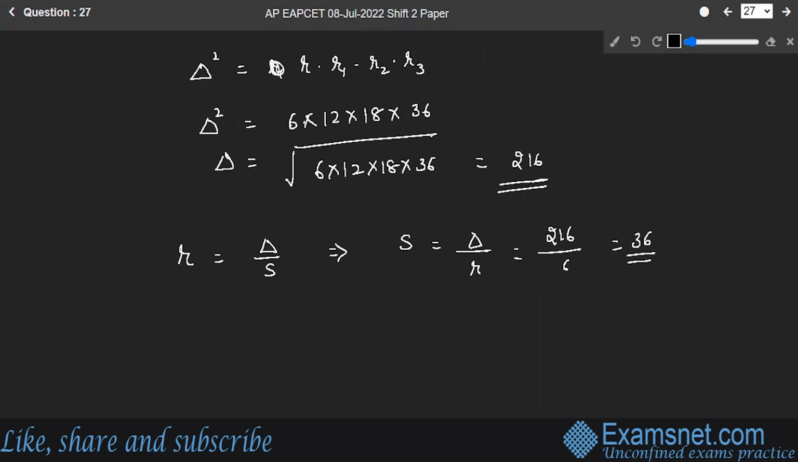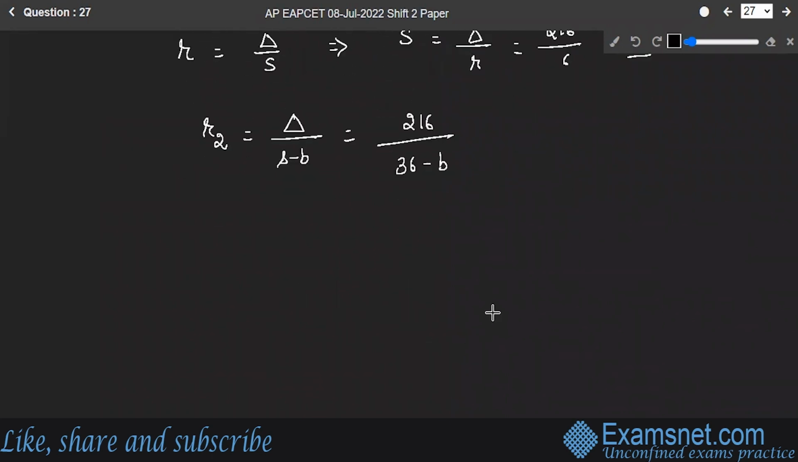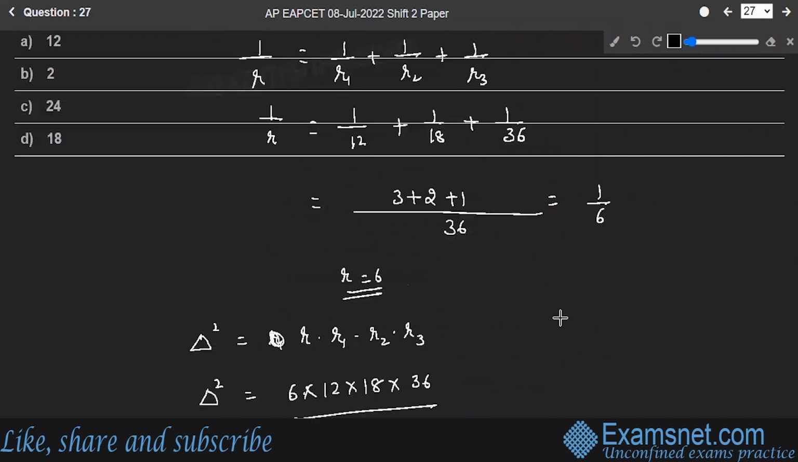So next, R2 is given by delta upon S minus B. Delta was 216, S was equal to 36, and B we have to find out. R2 we already know, R2 is equal to 18. So 18 is equal to 216 upon 36 minus B, which gives you 36 minus B is equal to 12, or B is equal to 24. Thus, we got the value of B. This is equal to 24.